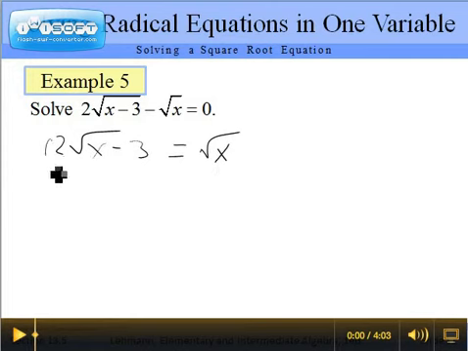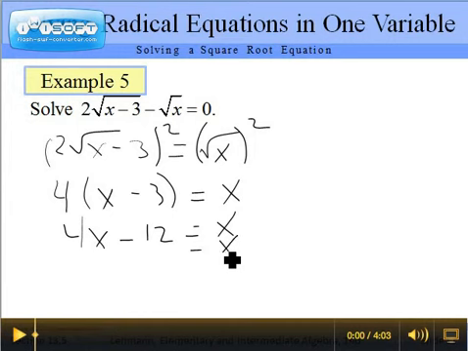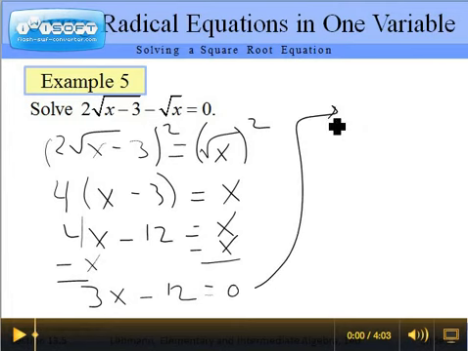So at this point, I'm going to square both sides. This gives me 4 times x minus 3 equaling x. So I have 4x minus 12 equaling x. Subtract x from both sides. So I have 3x minus 12 equaling 0. So this leaves me with 3x equaling 12, or x equaling 4.